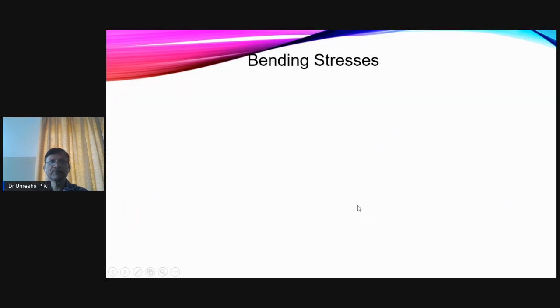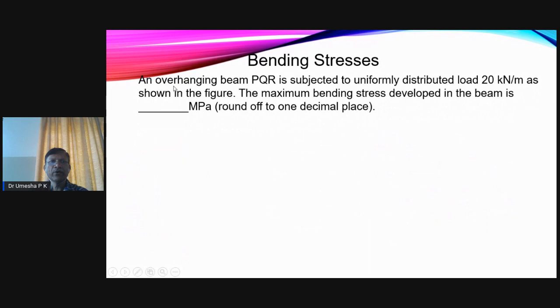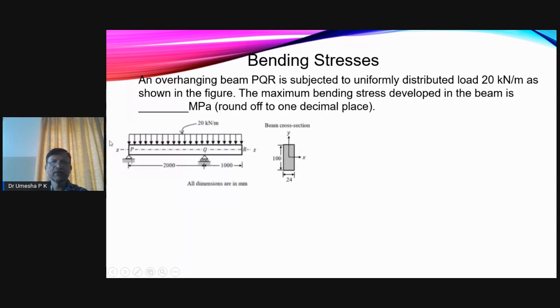We'll take another problem. An overhanging beam PQR is subjected to a uniformly distributed load of 20 kilonewton per meter as shown in the figure. The bending stress developed in the beam is dash MPa. They ask us to round up the response. This is the overhanging beam, that is PQR, loaded with the UDL, that is 20 kilonewton per meter.